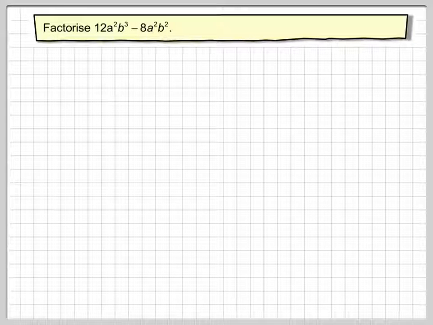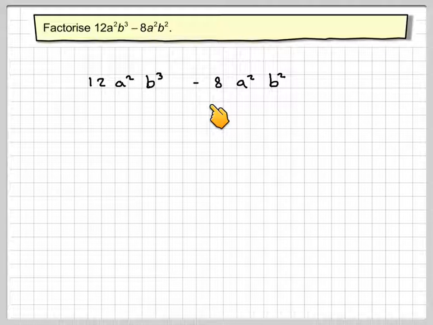Right, and this time we're going to factorise something a bit more complicated. So we've got 12a squared b cubed minus 8a squared b squared.